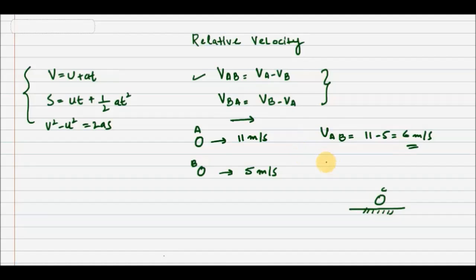Now what if I ask you what will be the velocity of B seen by A? That will be simply equal to velocity of B minus velocity of A. The velocity of B is 5 meters per second and the velocity of A is 11 meters per second, so it is 5 minus 11, and he will see a speed of minus 6 meters per second. What does this mean? This simply means that for A, the velocity of B will be 6 meters per second in the opposite direction. That means B will appear to be moving in this direction.